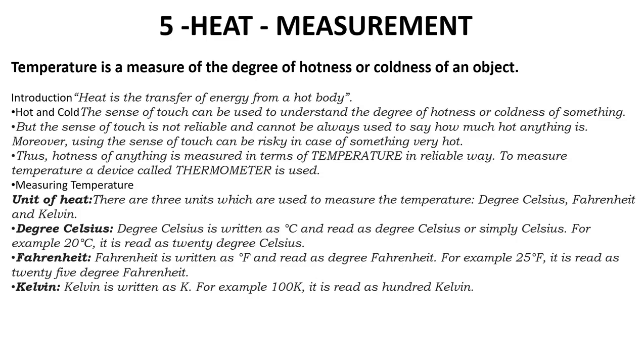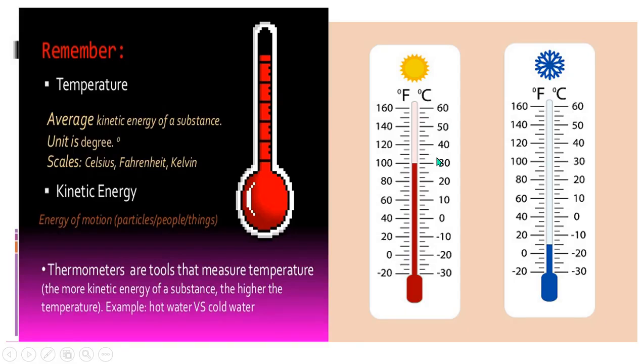And the units used in measuring the temperature are Celsius, Fahrenheit and Kelvin. And these are indicated by the symbols C, F and K. Now let's see the thermometer. These are thermometers in which mercury is present. And here you can see a scale in Fahrenheit and here a scale in Celsius.